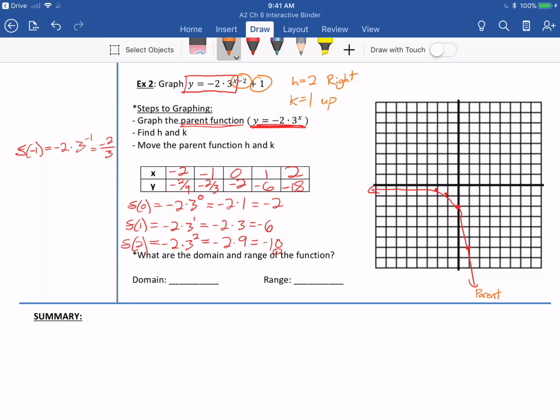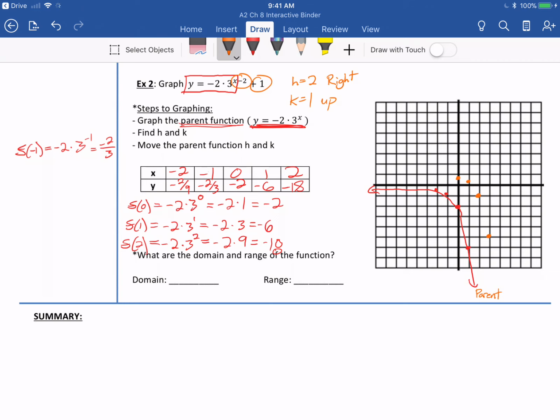All right, so here we go. As I move these guys, I have to go right 2 and up 1. So I just guesstimate here. Right 2, up 1 is going to be right in there. Right 2, up 1 is going to be somewhere in there. Right 2, up 1, that's going to be a nice point. And right 2, up 1 from there.